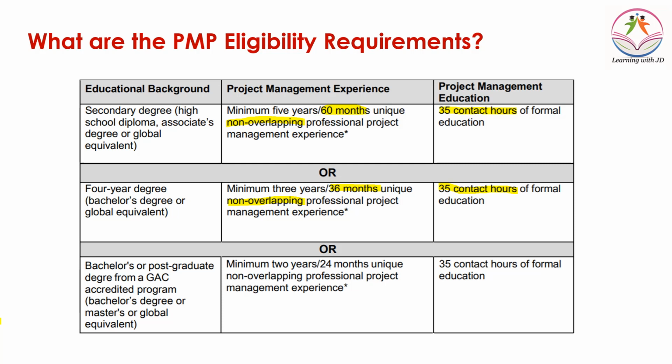And the third criteria is that you have a bachelor's or post-graduation degree from a GSE, bachelor's degree or master's or global equivalent. In this case a minimum of 2 years, that is 24 months, of unique non-overlapping professional experience is required from your professional career perspective. And again the criteria for project management education is 35 contact hours. That is something that you will have to fulfill. So if you fall into any of these 3 criteria, you are eligible for appearing for your PMP examination.